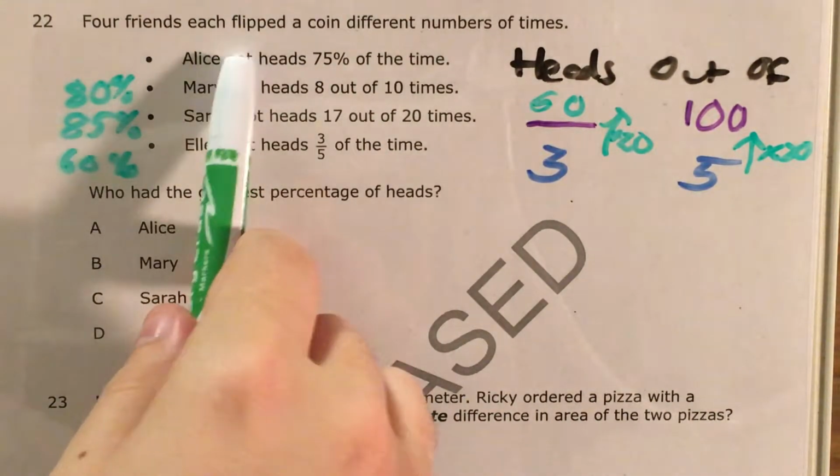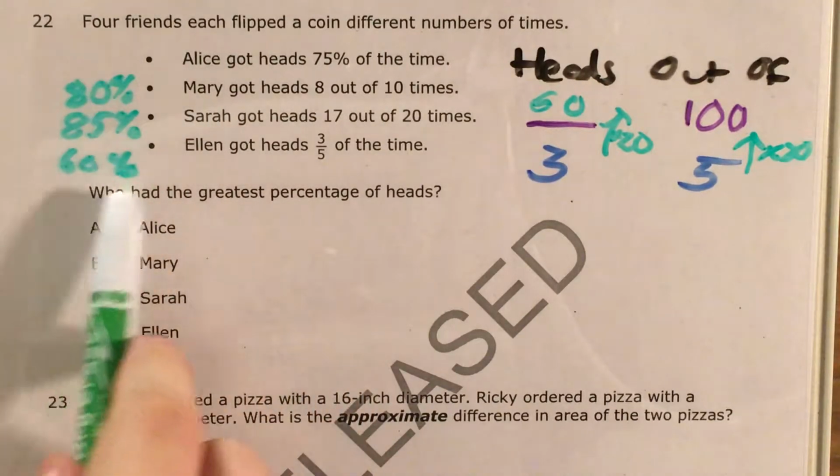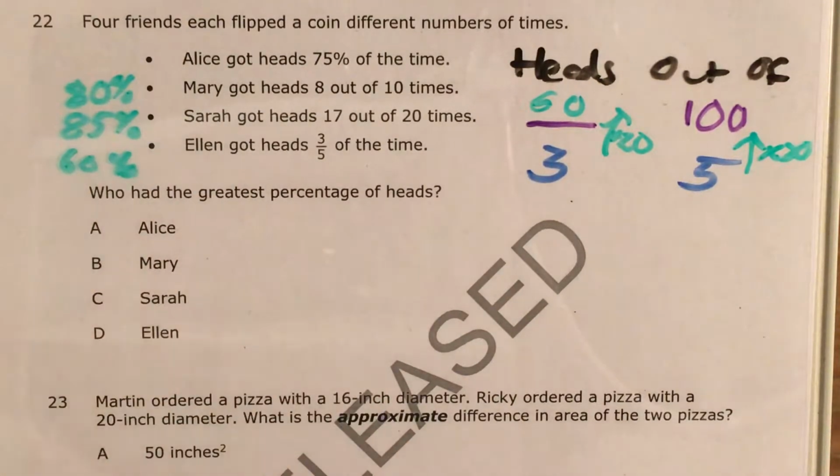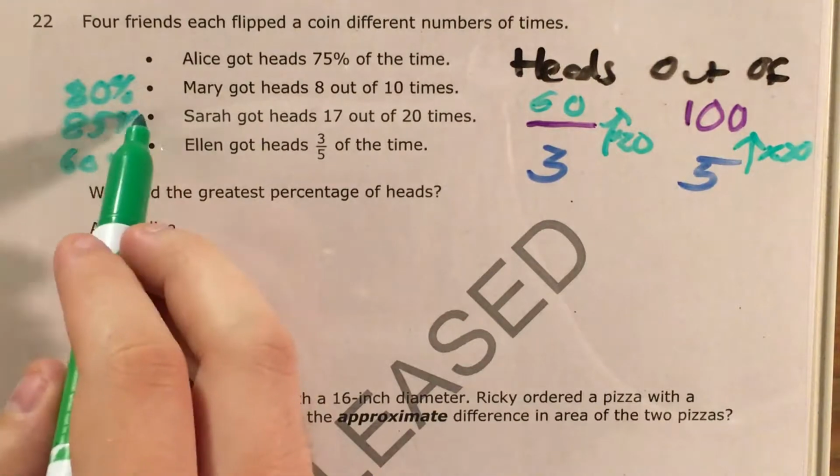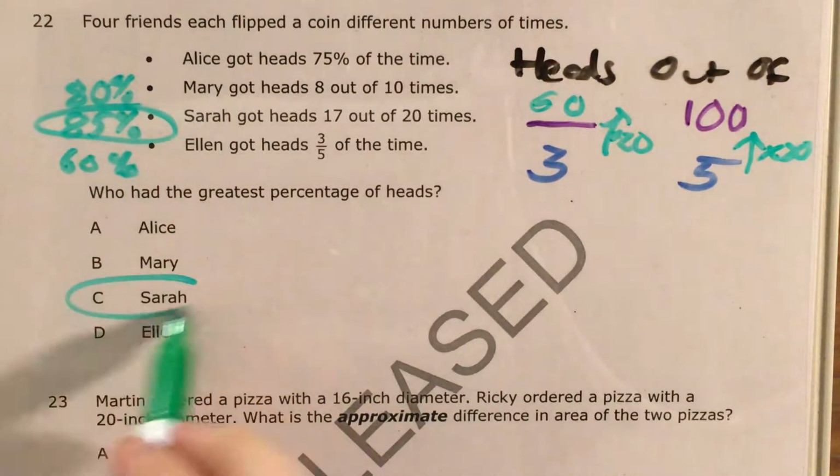So we have Alice got 75%, Mary got 80%, Sarah got 85%, and Ellen got 60%. The greatest percentage of heads is going to be Sarah with 85%.